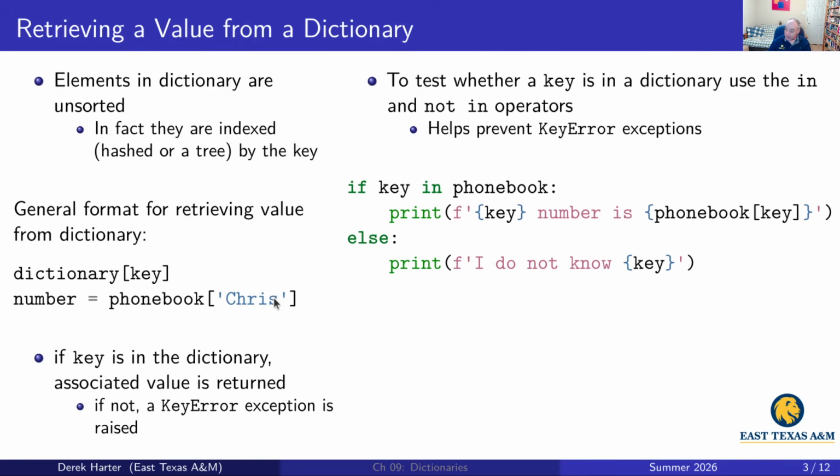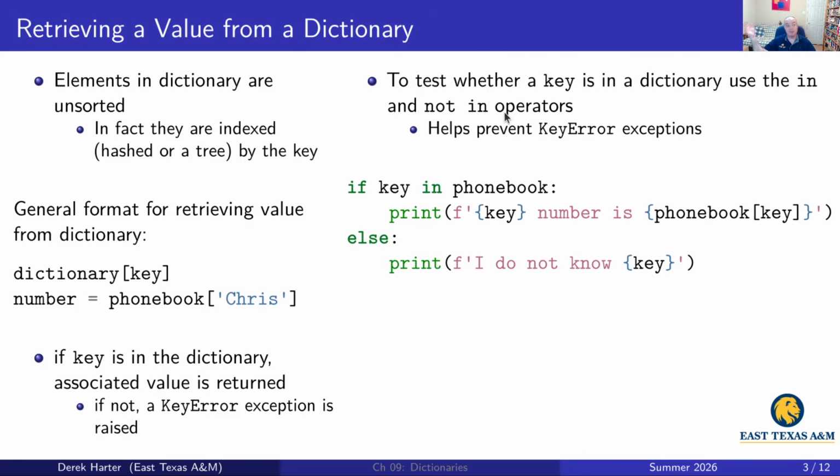When you access a value using a key with the square brackets, if the key is in the dictionary, the associated value is returned. If it's not, you get a key error exception. So if you don't know if that key is already in the dictionary, either you're going to have to handle the exception, or, as I'll show in a second, you need to check whether the key is in the dictionary beforehand. So you can use the in and the not in operators.